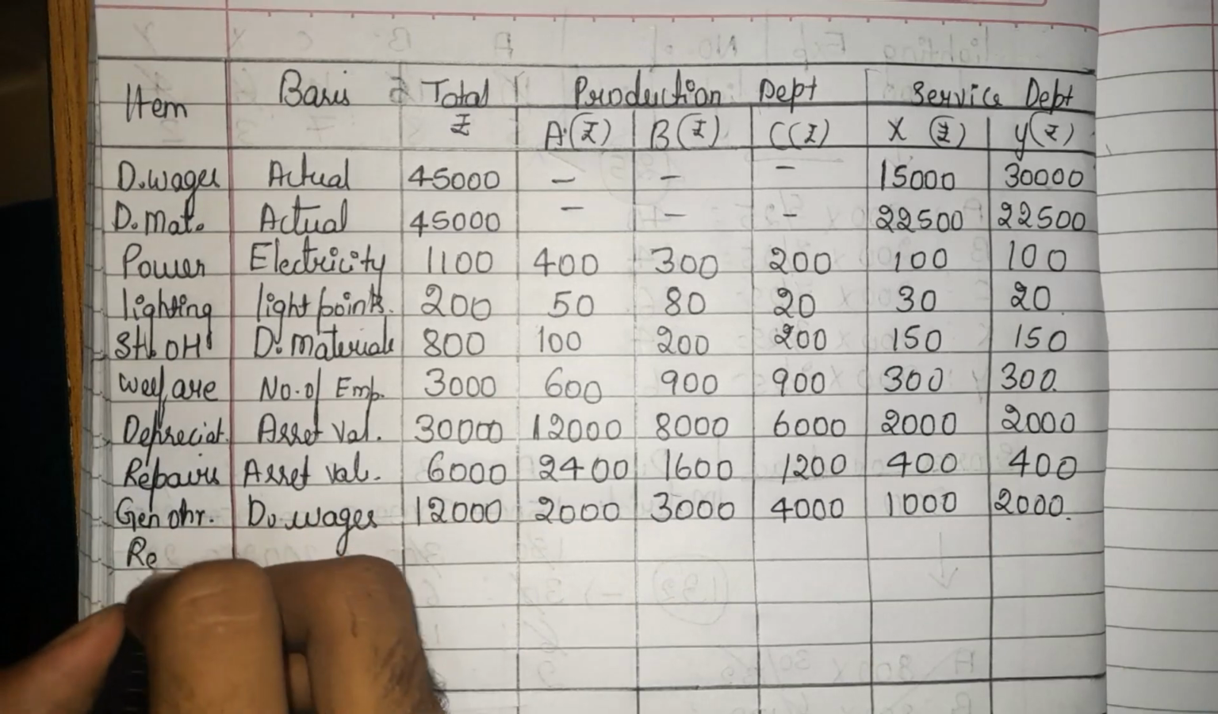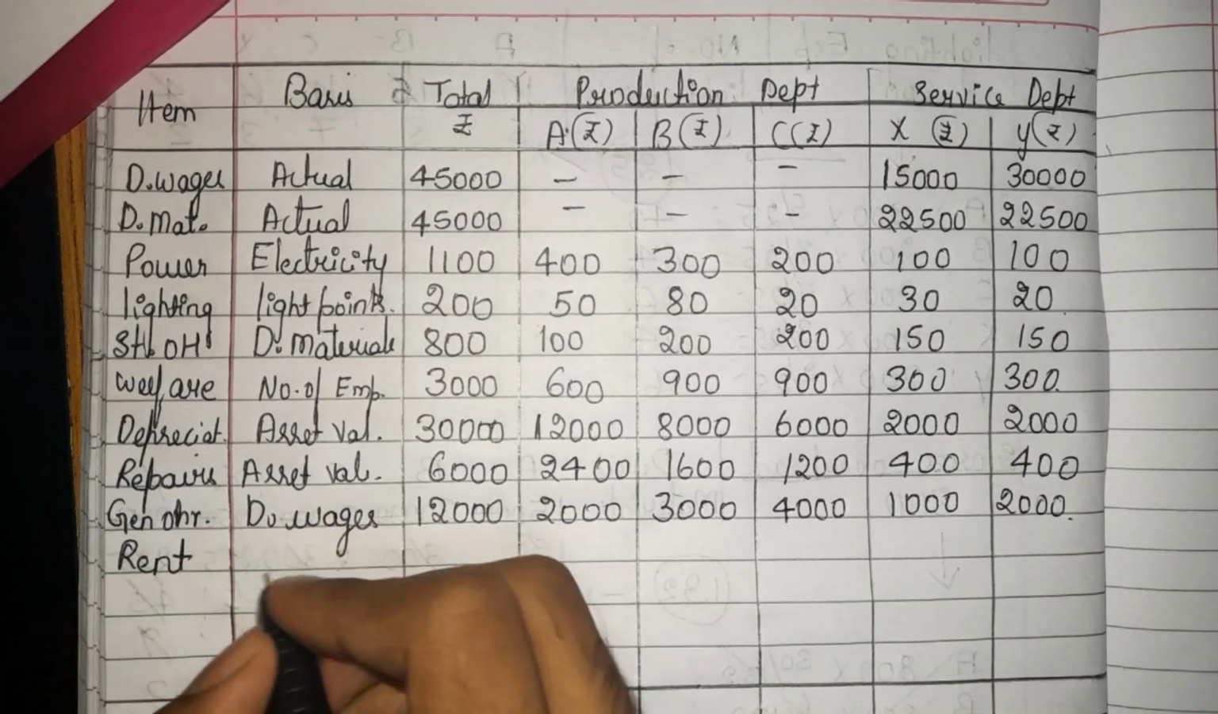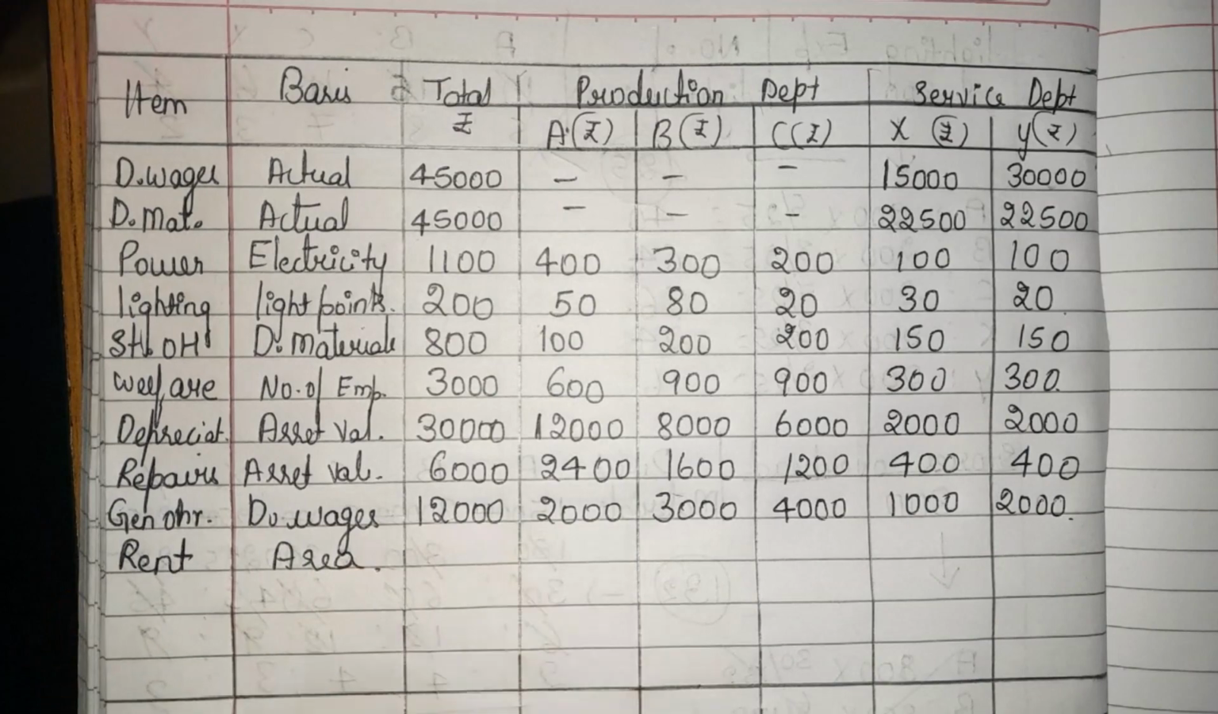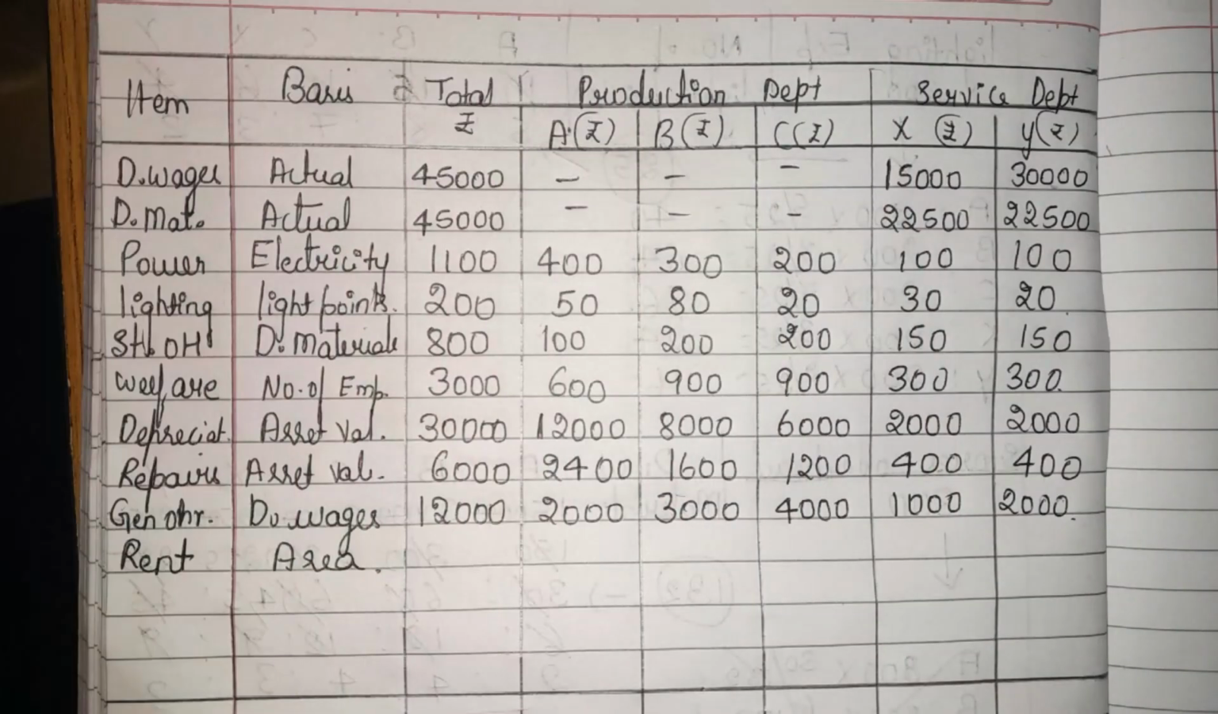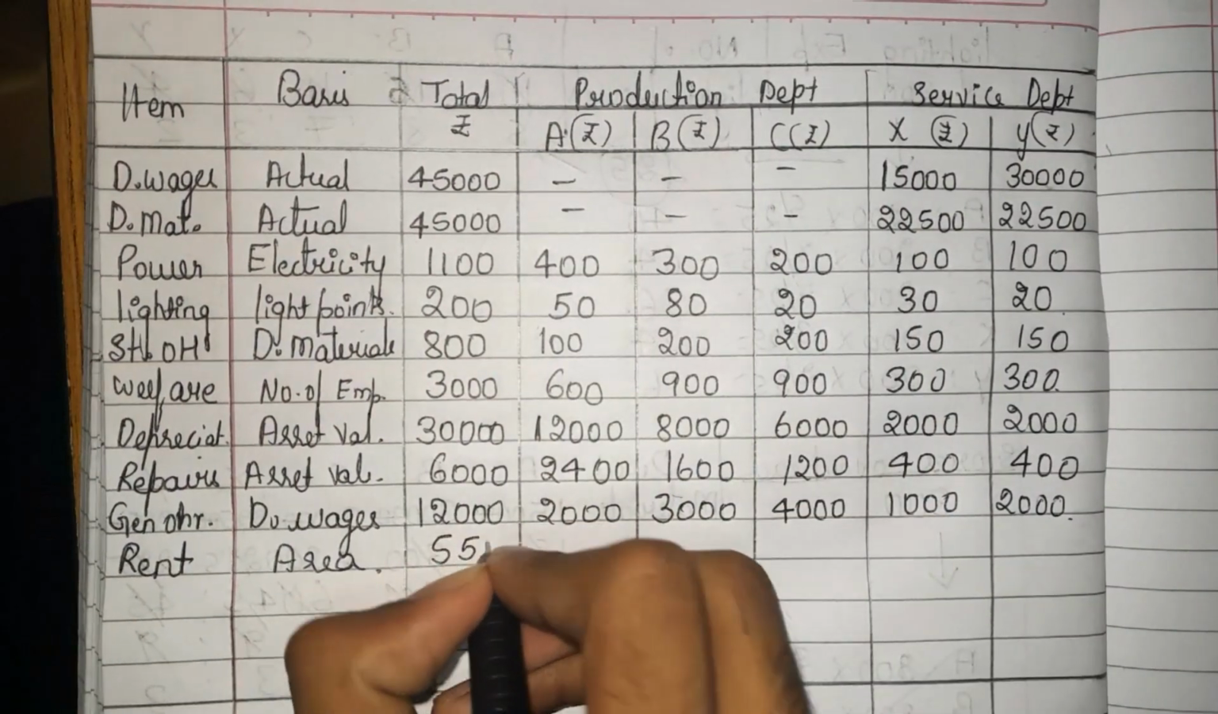Now the last expense we are having is rent. This will be based on area. The total rent expense is 550.